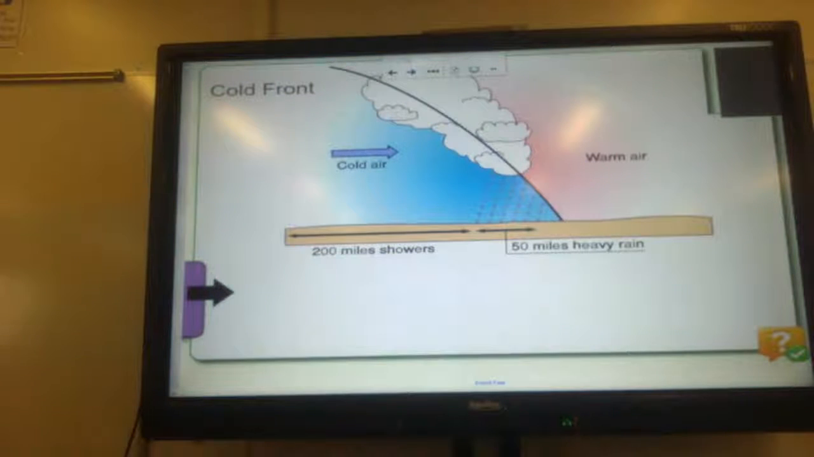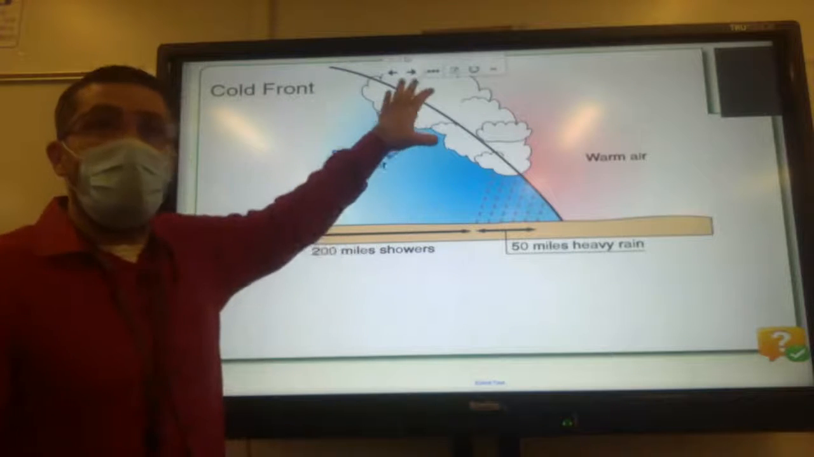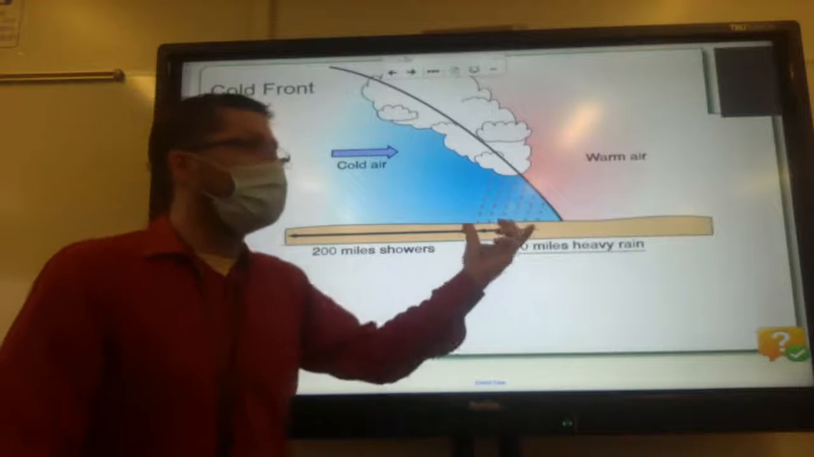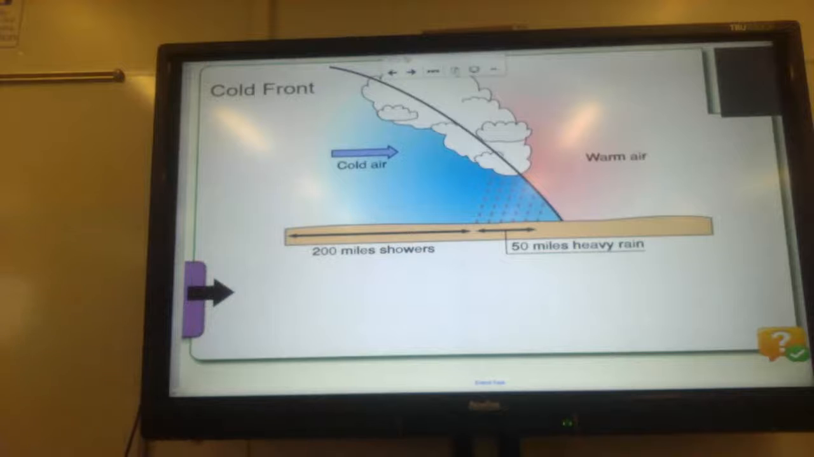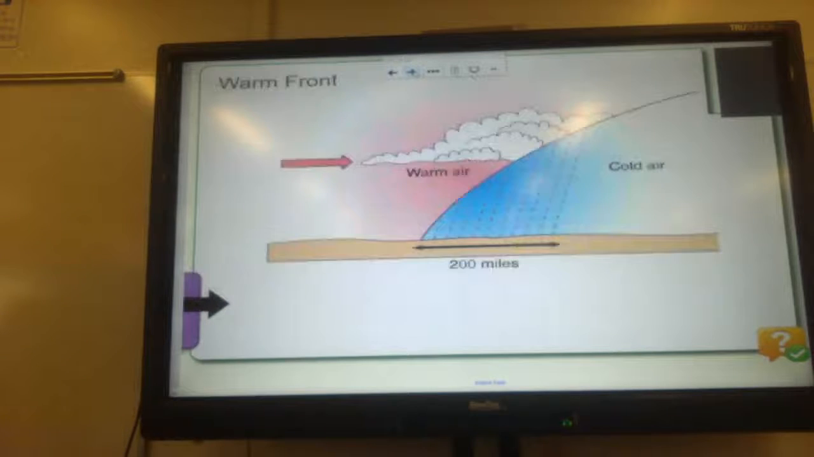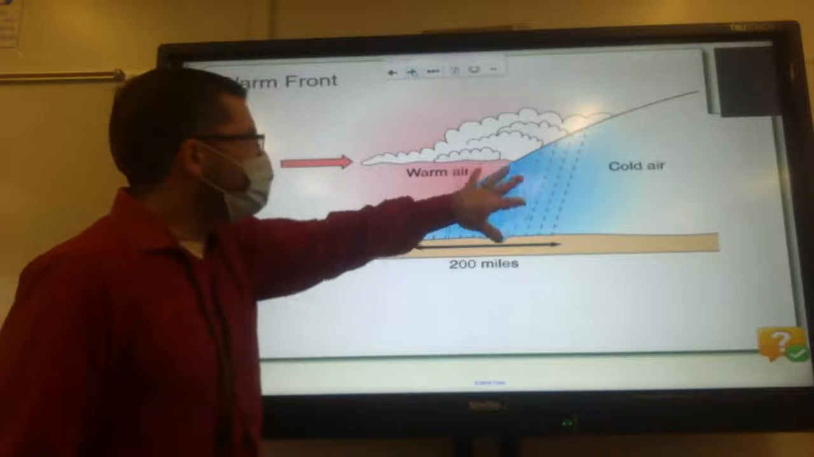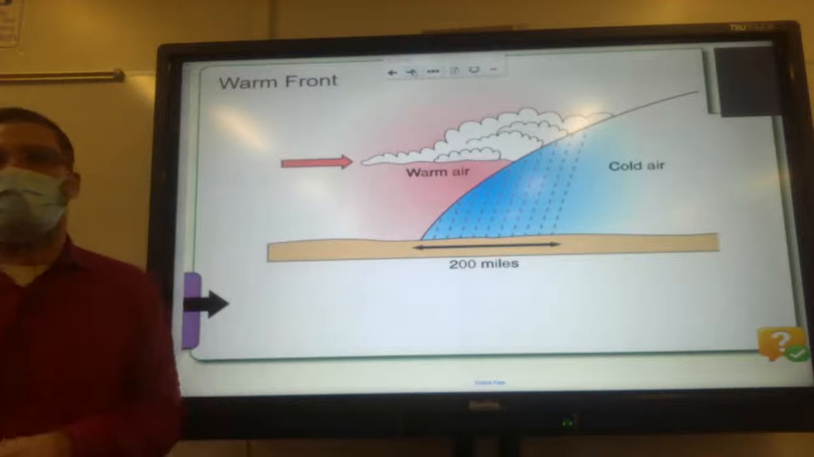All right, so again, a cold front is going to lead to clouds that are taller, which means heavier precipitation. You can see it's heavier precipitation, but it's over a shorter distance. Whereas with the warm front, if you look, the clouds aren't as high. The precipitation is lighter in nature, but it goes over a longer distance.